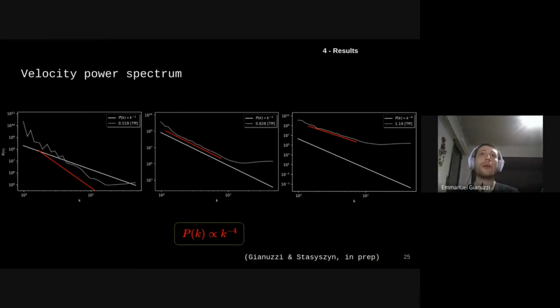Here we show the variation of the power spectrum through time in three simulations with different initial power spectrum. We can see that all of them evolved their power spectrum into one with power index equal to -4. This is consistent with the compressed fluids model of Burgers.